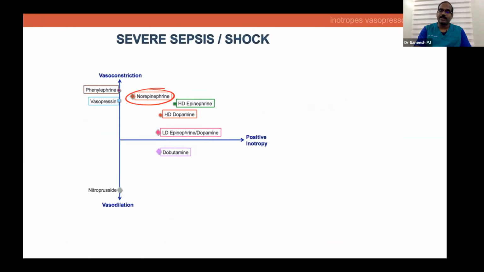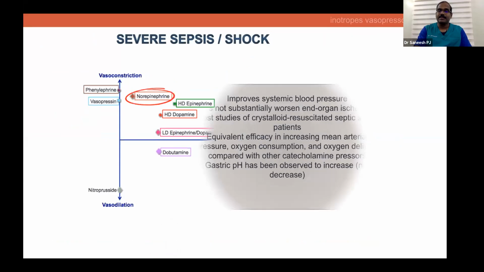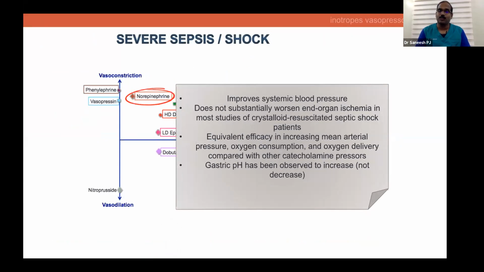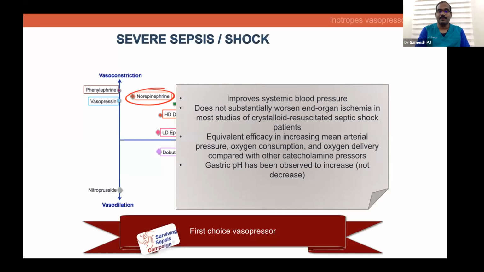So how do we make a choice? The recommendation says norepinephrine is supposed to be a superior choice. It improves the systemic blood pressure. It does not substantially worsen the end organ ischemia in most studies of crystalloid resuscitated septic shock patients. It has shown equivalent efficacy in maintaining the MAP, oxygen consumption, oxygen delivery compared to other catecholamine pressors. And actually gastric pH has been observed to increase after starting norepinephrine. So Surviving Sepsis Campaign usually designates it as the first choice vasopressor.